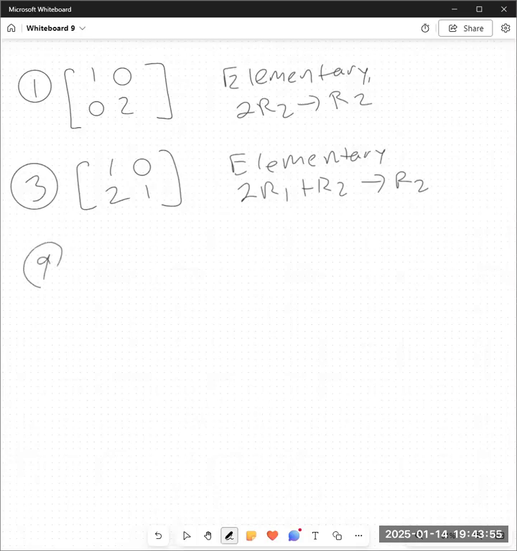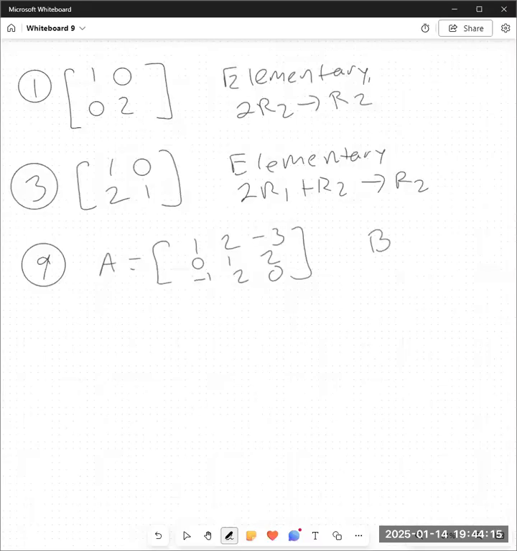So number 9, find an elementary matrix E such that EA is equal to B, where A is equal to 1, 2, negative 3, 0, 1, 2, negative 1, 2, 0. B is equal to negative 1, 2, 0, 0, 1, 2, and 1, 2, negative 3. So elementary matrices tell me the row operations that I did. So I swapped row 1 and row 3 in A.